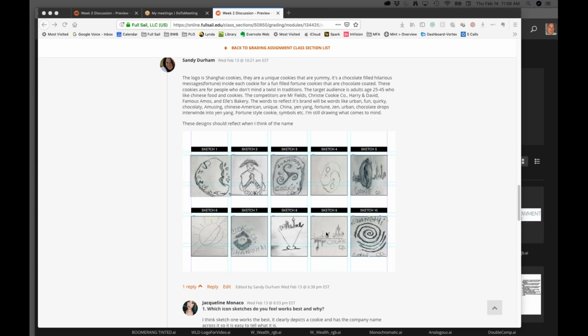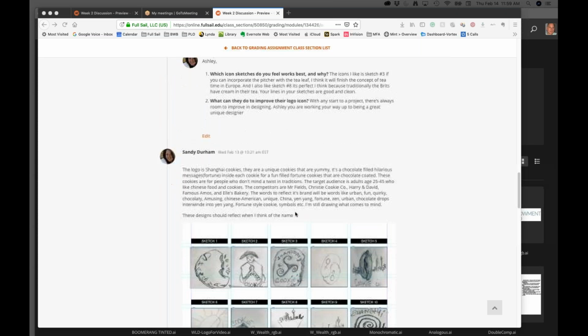Okay. So this one, and this one. So 4, 7, and 9. Those would be your ones I'd want to see taken to the next level. So you bring them into Illustrator, and then you would add the logo type. And in assignment 5.0, it'll have a reference for how you should set that up. Is that helpful, Sandy? Yes, it does.